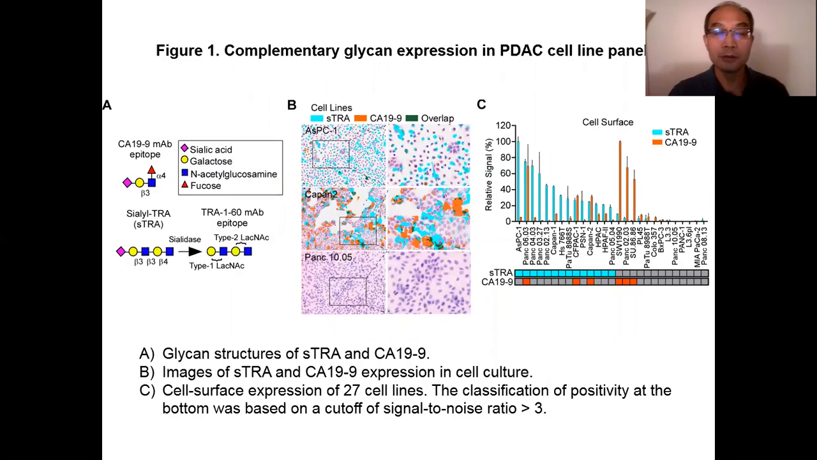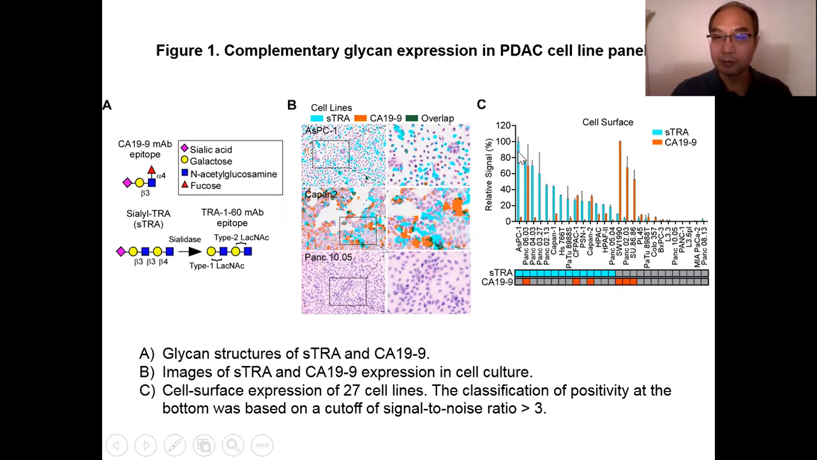We first detect the STRA expression in PDAC cancer cell lines. A shows the structure of STRA in comparison to C99. Figure B shows the STRA and the C99 expression in 3 cell lines. In ASPC1 cells, STRA Cap2 express both, and PANC10.05 express neither.